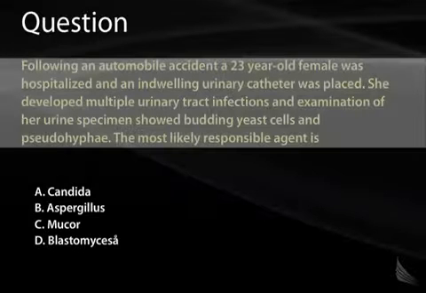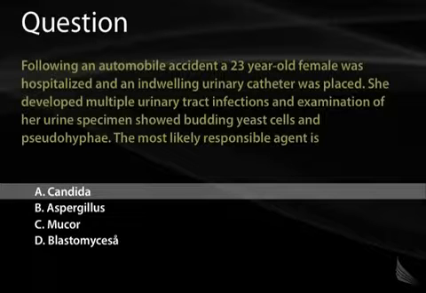Question. Following an automobile accident, a 23-year-old female was hospitalized and an indwelling urinary catheter was placed. She developed multiple urinary tract infections. An examination of her urine specimen showed budding yeast cells and pseudohyphae. The most likely responsible agent is. Anytime you hear the phrase budding yeasts and pseudohyphae, you should think about Candida. This patient wasn't immunocompromised, but the catheter allowed the normal vaginal flora to go up the catheter and cause a urinary tract infection. The answer for this question is Candida.